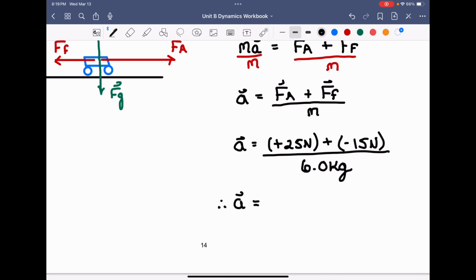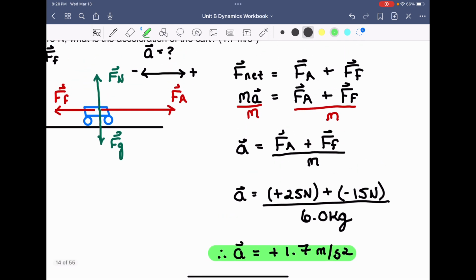25 minus 15 is 10. And 10 divided by 6 is going to give us positive 1 point. Technically you could write this as 1.67, but we want the two sig digs, so I'm going to write 1.7 meters per second squared. And do you see how I wrote that positive? The positive is indicating that the acceleration is in the direction of the net force. What is the net force direction? It's towards the greater force in the horizontal. So be very, very specific about that.